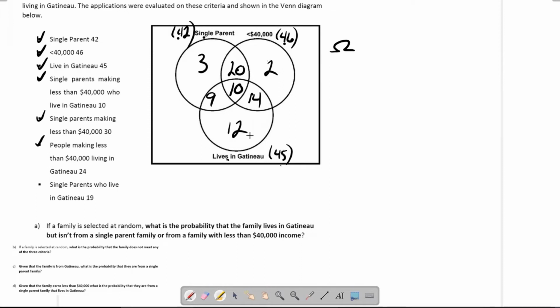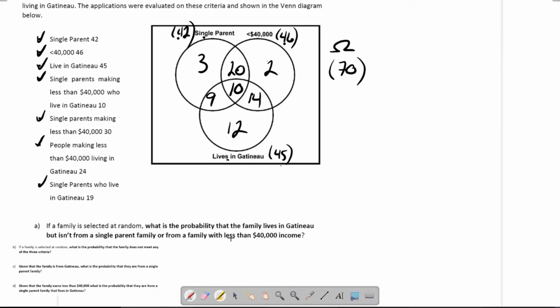Remember that 45 just represents everything that's in the circle. This 46 represents everything in the other circle. Same with the 42. Okay, so when we add everything up that we've got in here, we end up with a sample space of 70. So now I've got all the information I need to go and answer the questions.